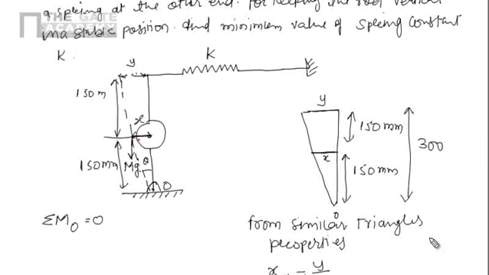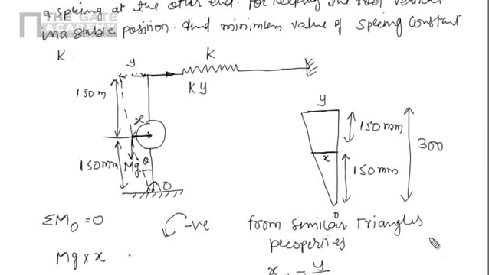So now this distance is x. So the moment at O due to mg will be mg into x, and if you see the direction, it is anti-clockwise, so negative. The spring force will act in that direction. The spring force value we have to find out, that is nothing but k into y. The spring force is k into y.